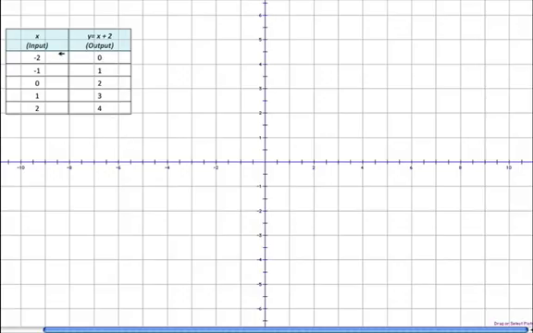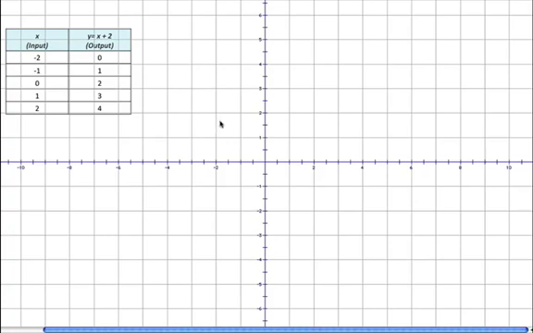All right, so we're now going to plot these points on the Cartesian coordinate plane. Before we do, I just want to note that every time x goes up by 1, the output, or y value, also increases by 1. And when the input is 0, the output is equal to the constant.